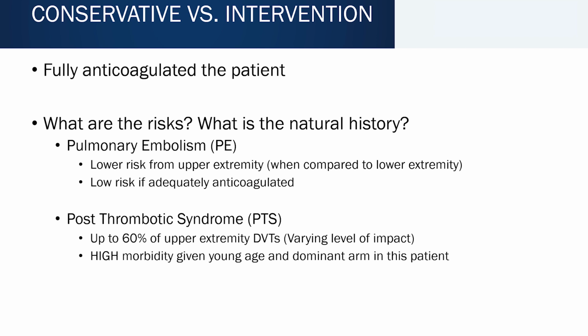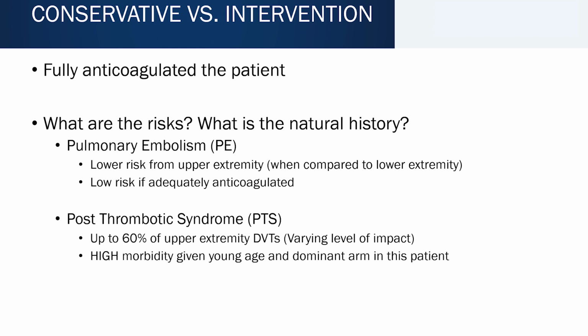On the other hand, his post-thrombotic risk was quite significant. We do know that from a literature perspective, about 60% of upper extremity DVTs will go on to develop some amount of post-thrombotic syndrome. But this can be quite varied in terms of how much this impacts different patients. In this patient in particular, though, this is a relatively highly morbid condition given his young age of 30, as well as this being his dominant arm.